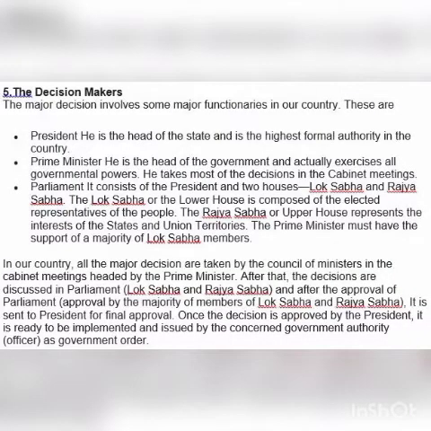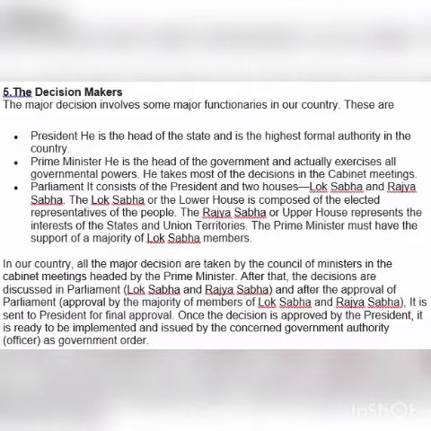The decision makers. A major decision involves some major functionaries in our country. These are the President, who is the head of the state and is the highest formal authority in the country. The Prime Minister is the head of the government and actually exercises all governmental powers. He takes most of the decisions in the cabinet meetings.